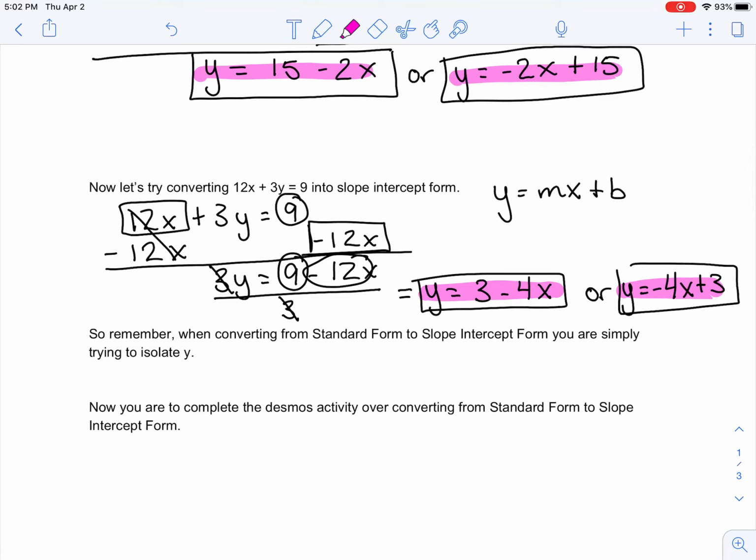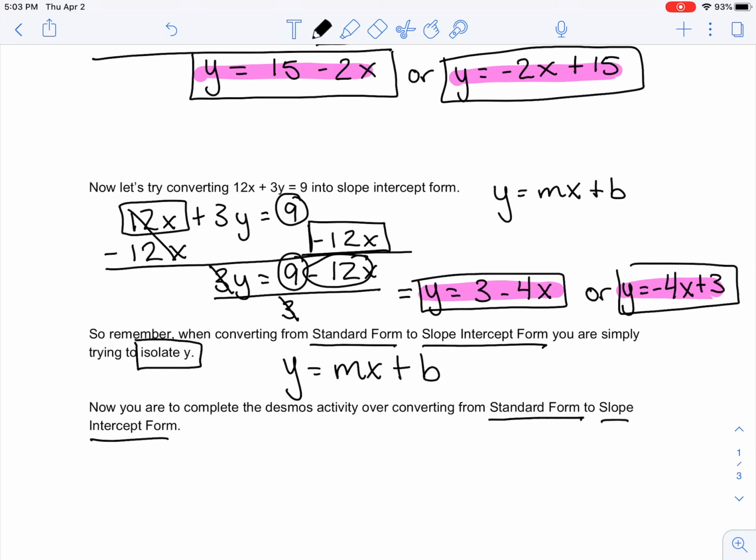So some final things to make note of. When you're converting from standard form into slope-intercept form, you're simply trying to isolate y. Your goal is to get y by itself so that it's in y equals mx plus b form. Now, I'm going to have you complete the Desmos activity that I have online that talks about converting from standard form to slope-intercept form. Tomorrow, we'll talk about how we can go from slope-intercept back into standard.